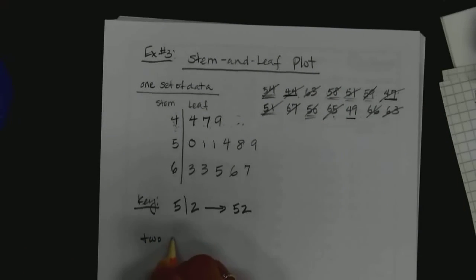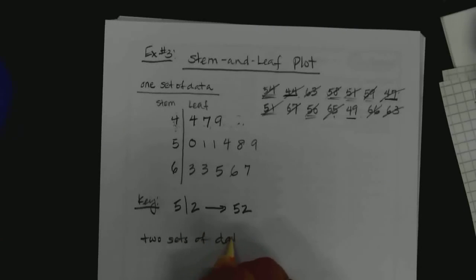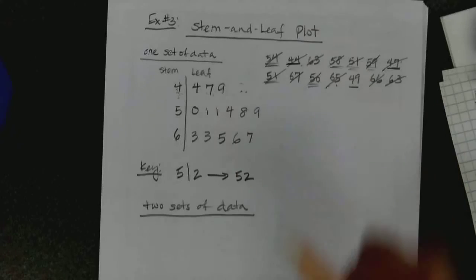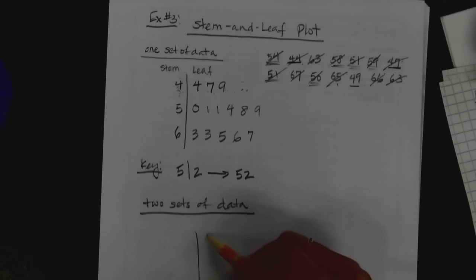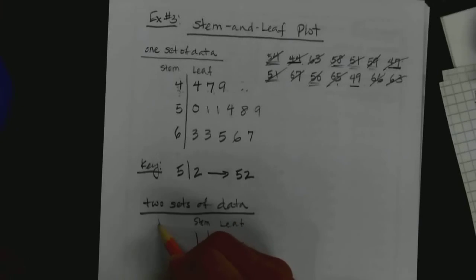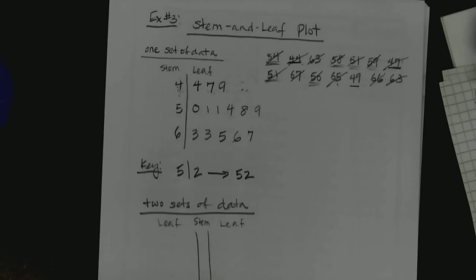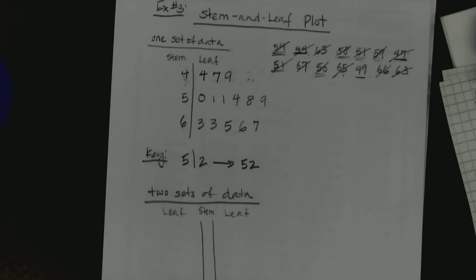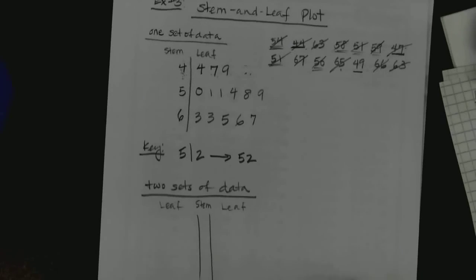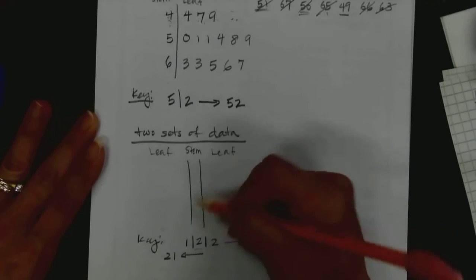For two sets of data, it's going to look similar to this, except that you have the stem in the middle, a leaf on this side, and a leaf on this side. So when you have your key, you have a number here. When you read it this way, it means 22, let's say, and if you read it this way, that means 21. That's how you would do a key. So here's the stem, with a leaf here and there.